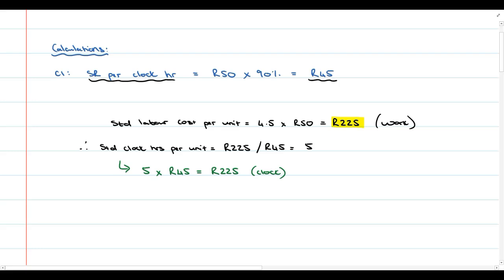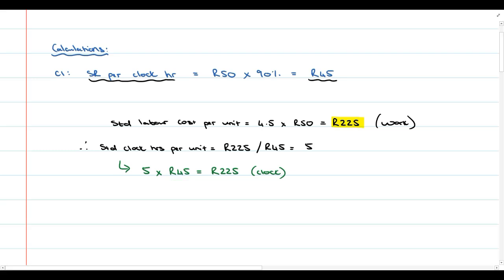So you can see, using work information, it should take 4.5 work hours to make a single unit, and the standard rate is 50 Rand per work hour. That gives you a unit cost of 225 Rand. So that's using work information. Using clock information, according to the standard, it should take 5 clock hours to produce a single unit. The standard rate per clock hour is 45 Rand, and that gives us a unit cost of 225 Rand. So the unit cost remains constant.